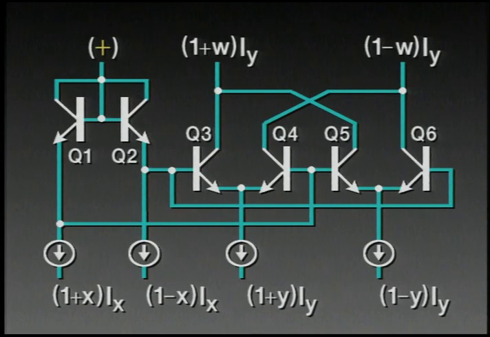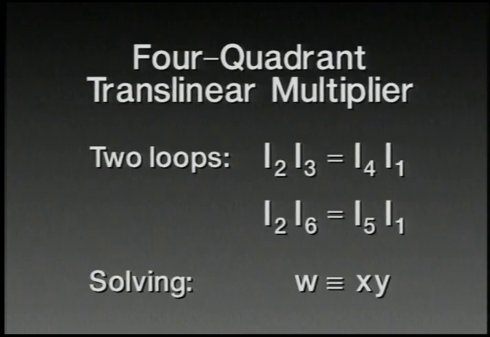This is a classic 6-transistor translinear multiplier, which really is, again, two overlapping loops. The first loop consists of Q1, Q2, Q3, and Q4, and the second shares Q1 and Q2 and consists of Q1, Q2, Q5, and Q6. If we apply the translinear principle to both of those two loops independently, we discover quite quickly that the output modulation index W is identical to the product of X and Y.